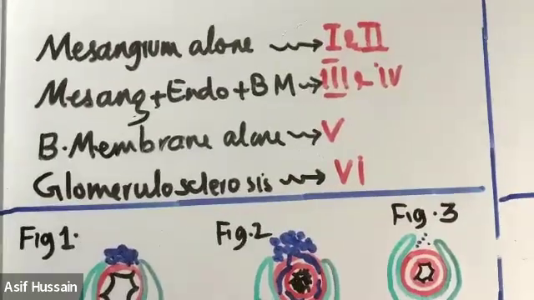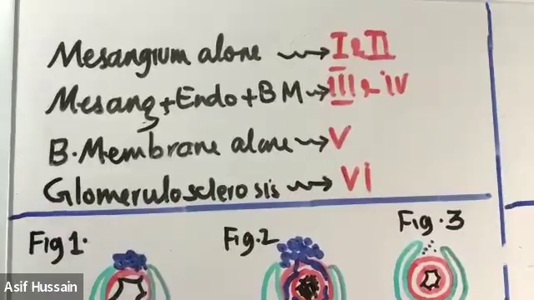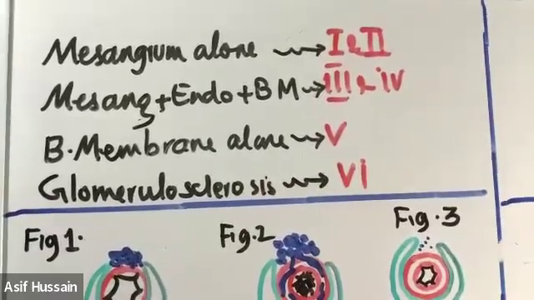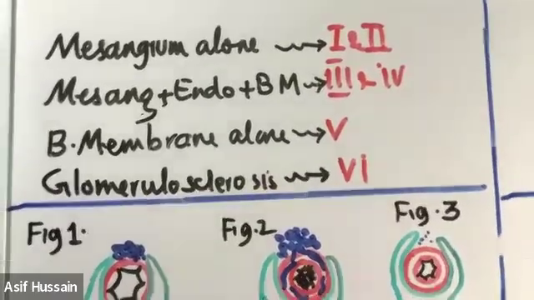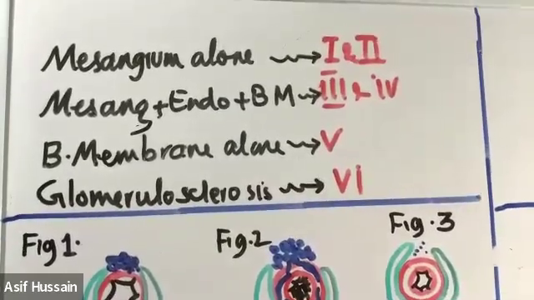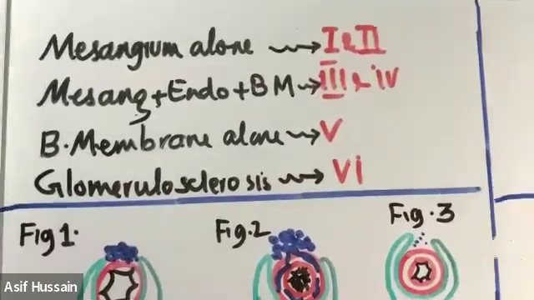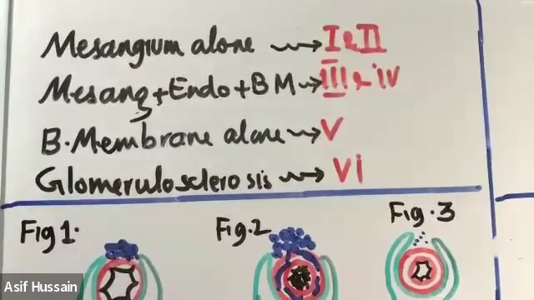Capillaries are normal. Bowman's capsule is normal. Therefore, the disease is usually very mild. Clinically, it may be silent or minimally symptomatic. So stage 1 and stage 2 of lupus nephritis are only mesangial inflammation.